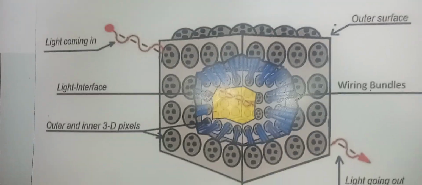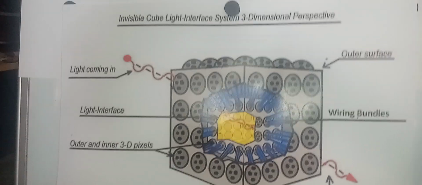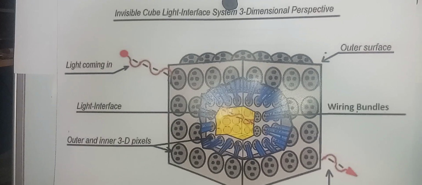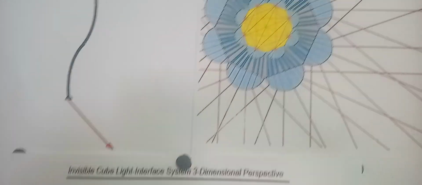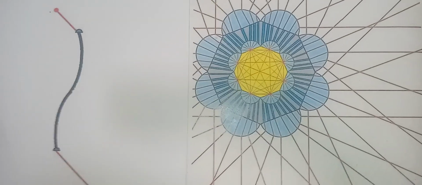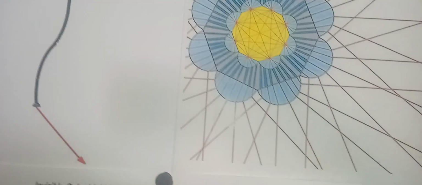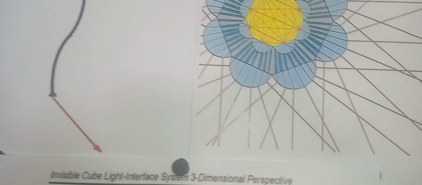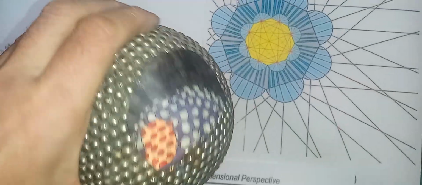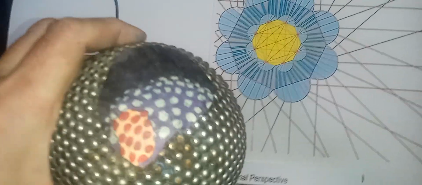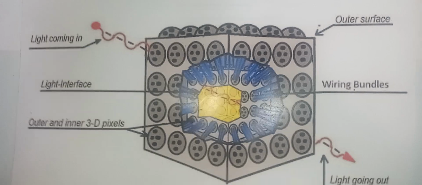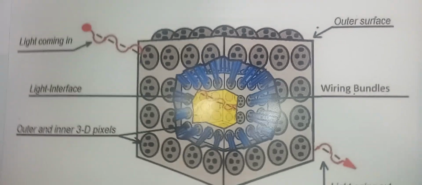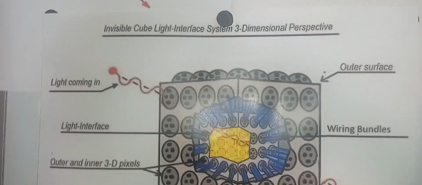And this is another form of a light interface. It's an invisible cube light interface system with a three-dimensional perspective. That's a two-dimensional cross-section of a sphere. And this is the best model I have of a three-dimensional sphere with an interface inside. And this is a three-dimensional representation of a cube.